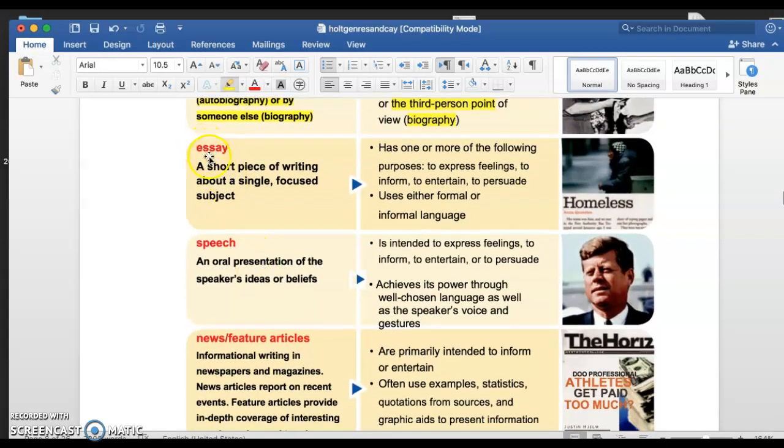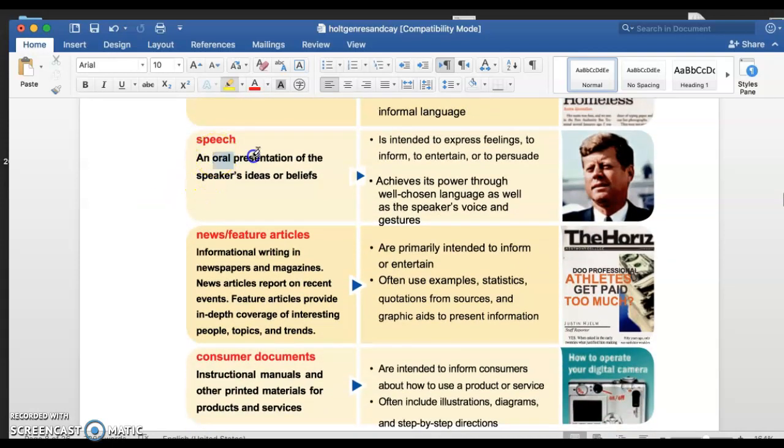An essay is a short piece of writing about a single focused subject. It's short. My highlighting skills are not up to par today. But an essay has one or more of the following purposes: to express feelings, to inform, to entertain, or persuade. We know those, right? PIE. It uses either formal or informal language.